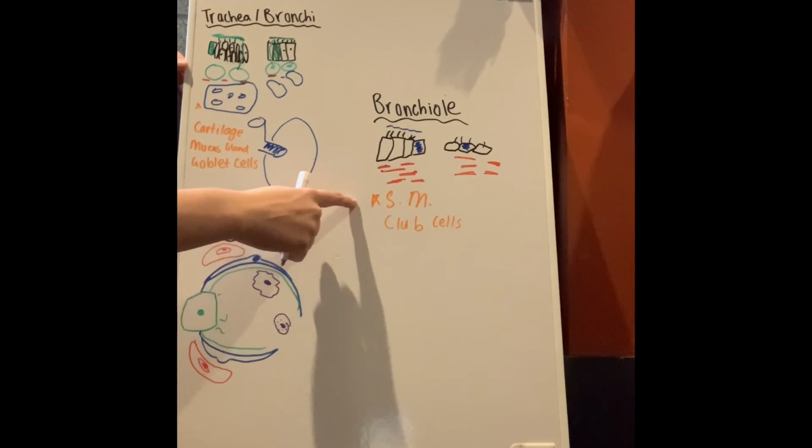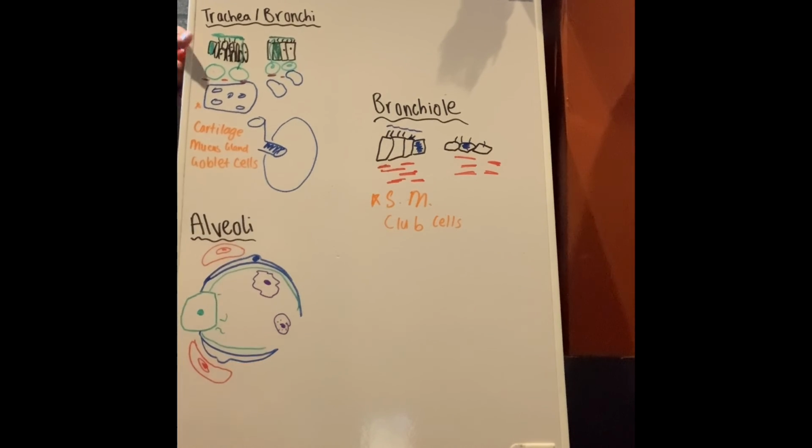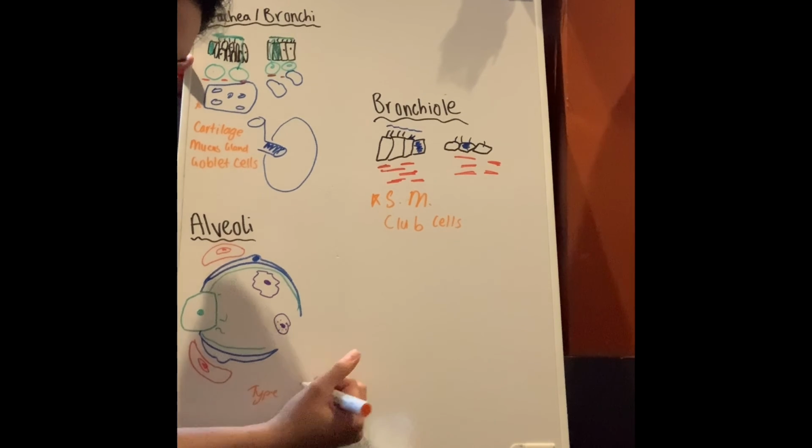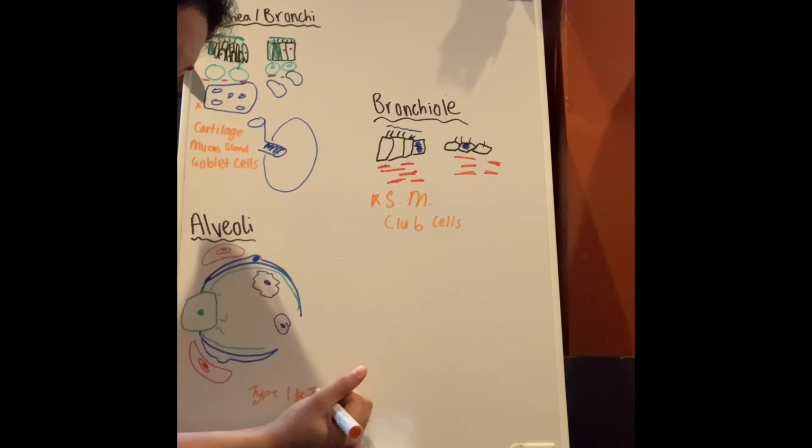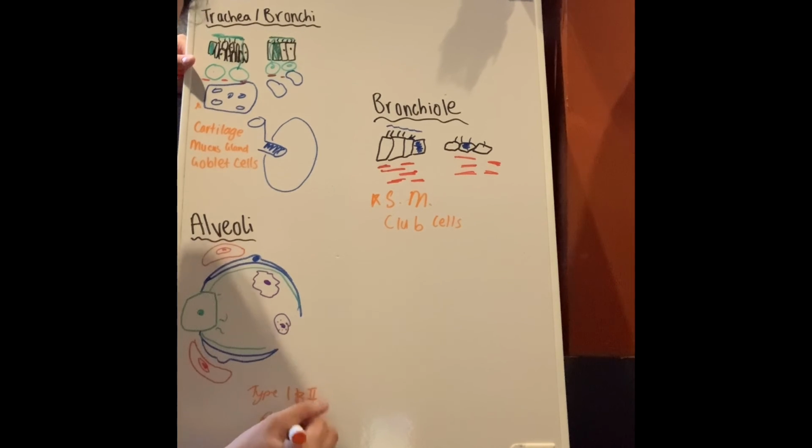And then we move on to the alveoli. The main things are the type 1 and 2 alveolar cells, and then these macrophages, which will eat everything up. So it's just 3 main things.